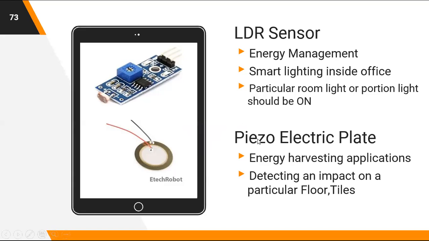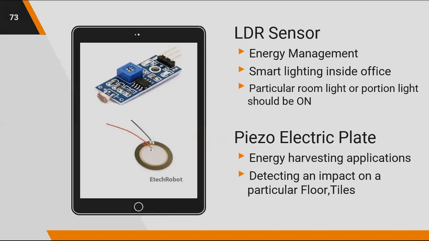Okay. Next kind of sensor, we call it the piezoelectric plate. This is the image of it. This is used for energy harvesting applications. If there is a big impact, like hitting your floor or tile with an iron rod, those impacts can be sensed using this kind of sensor. We call it the piezoelectric plate. It doesn't have any specification or series.